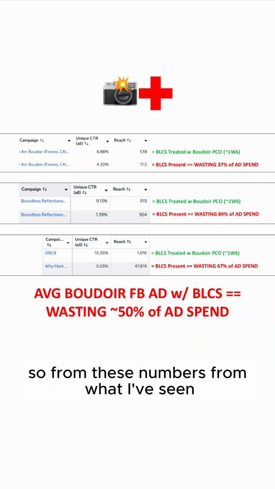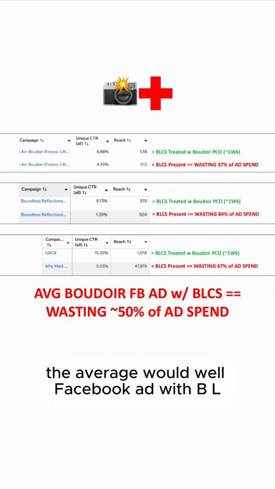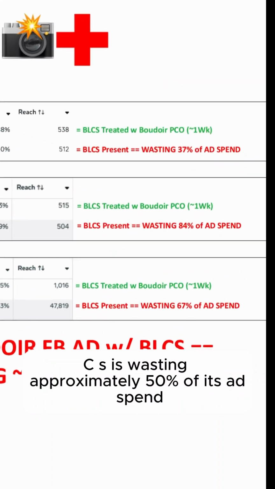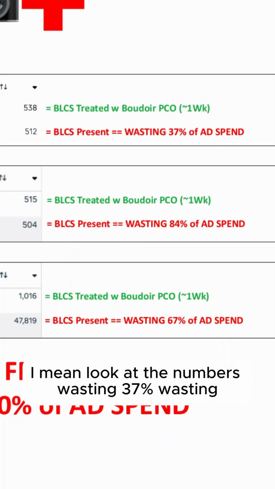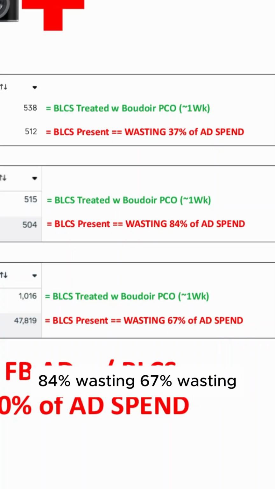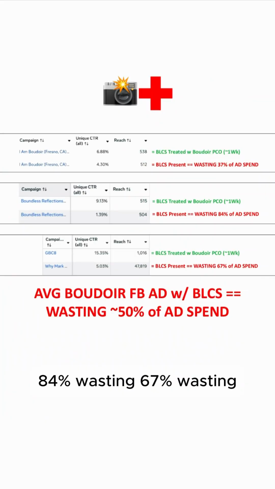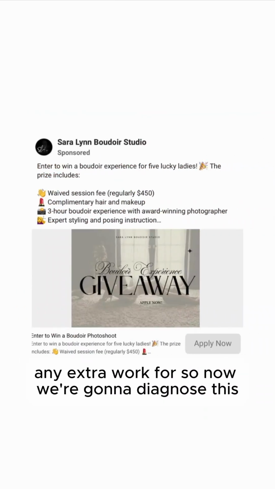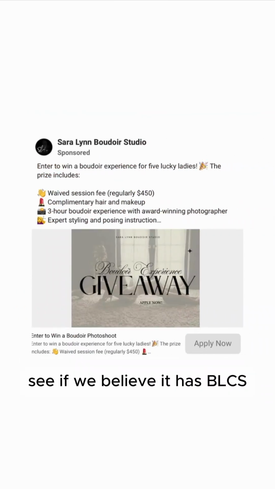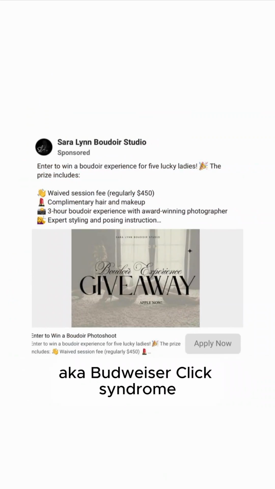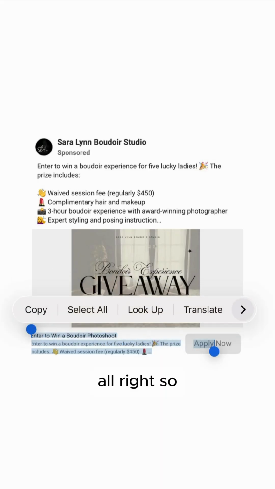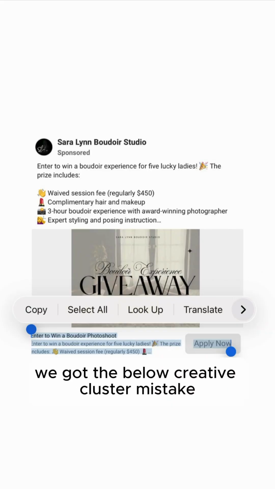So from these numbers, from what I've seen, the average boudoir Facebook ad with BLCS is wasting approximately 50% of its ad spend. I mean, look at the numbers, wasting 37%, wasting 84%, wasting 67%, so it's wasting approximately 50% of its ad spend. So now we're gonna diagnose this, see if we believe it has BLCS, aka boudoir low click syndrome. All right, so what we see right here, we got the below creative cluster mistake.